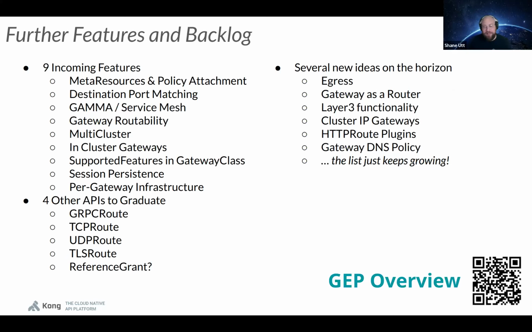Yeah, and then like I said, it's just kind of endless. Features come in every day. We have 9 incoming features. Some we talked about: meta resource, policy attachment, destination port matching. Gamma is an ongoing thing, and it's a bigger one. Gateway routability, multi-cluster. Multi-cluster has ebbed and flowed over the years. There have always been moments of really strong interest in that, and there are some implementations doing multi-cluster gateway stuff. So it's interesting. In-cluster gateways, which is literally gateways that aren't accessible from the outside.